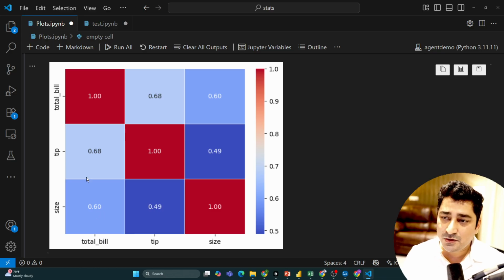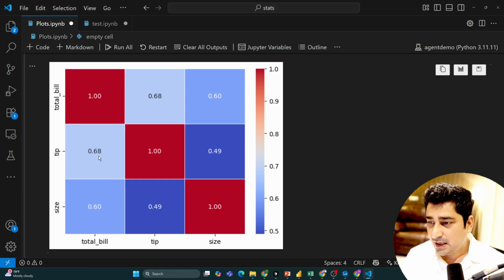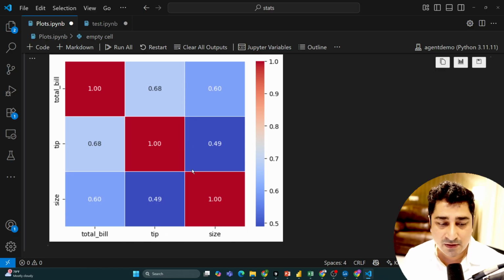So total bill versus size, what is the correlation? 0.6, right? Total bill versus total bill, obviously same column versus same column, it will have a similar kind of correlation. Total bill versus tips, what is the correlation that we have? So it's a 0.68. It's a positive correlation that we have, right? So this is what this heat map is trying to represent with the help of different color.